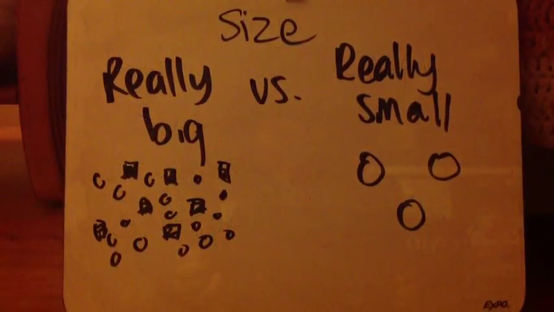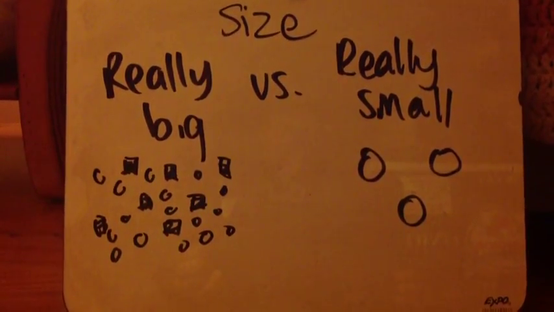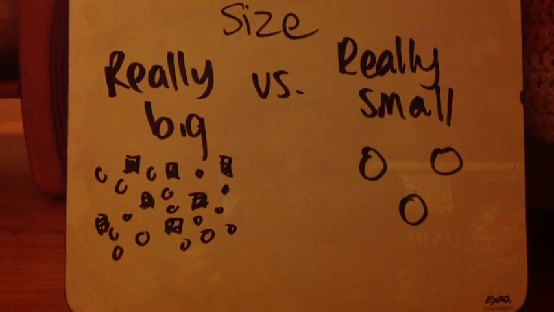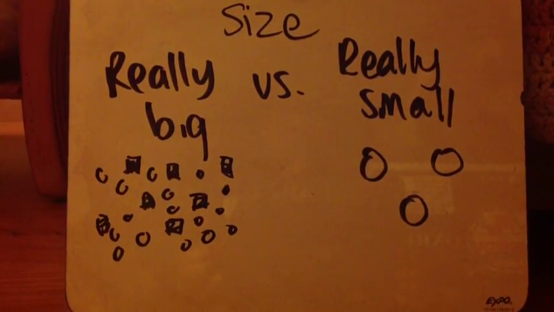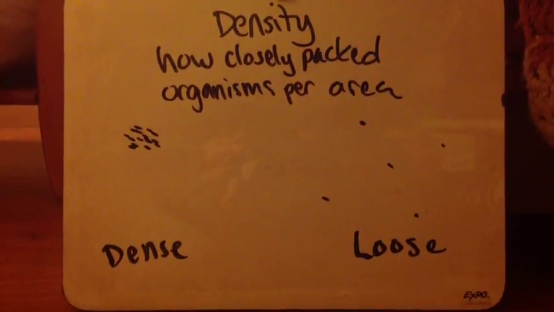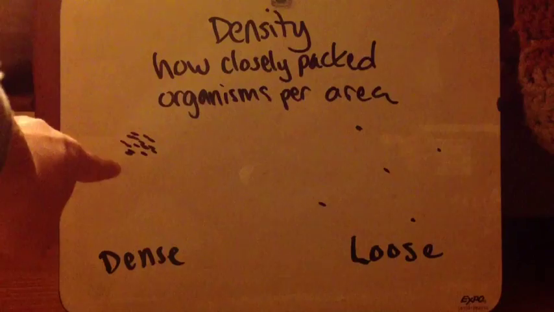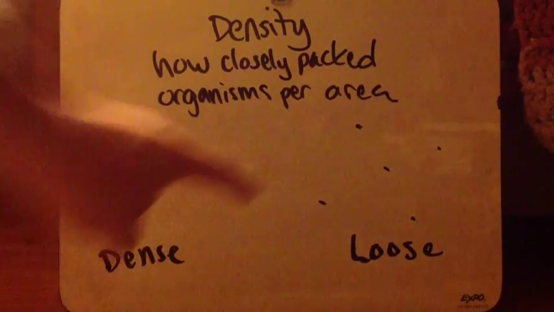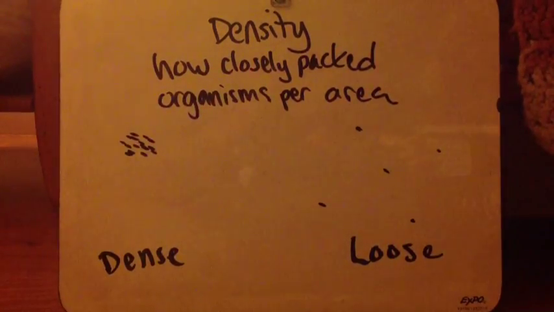As for size, they can be really big, hundreds and thousands, or really small, maybe only 3 people in the entire population, or 3 organisms, 3 plants. Density has to do with how closely packed the organisms are per area. So for example, they can be really dense, such as this side, where they're all packed into one area, or loose, such as over here, where they're sprinkled around all over the place.